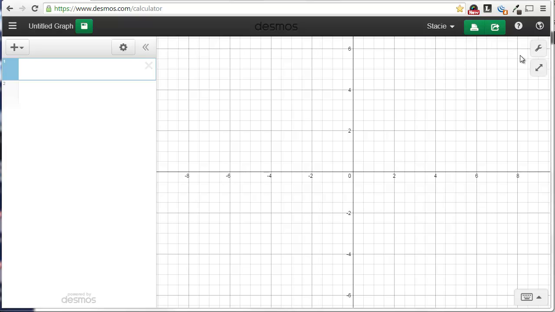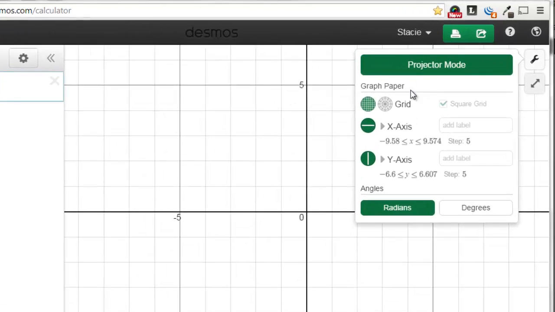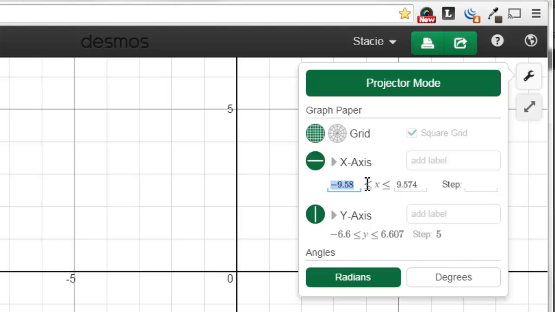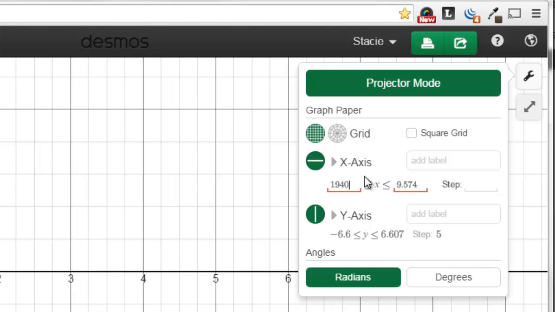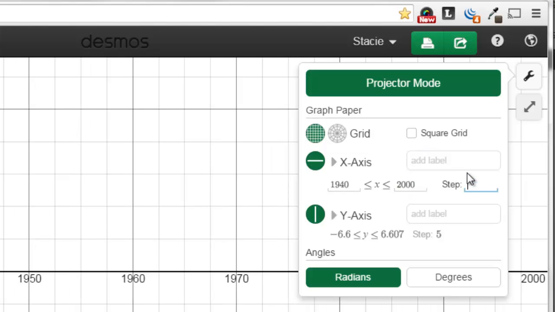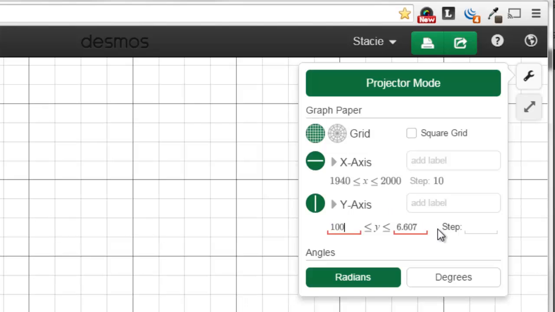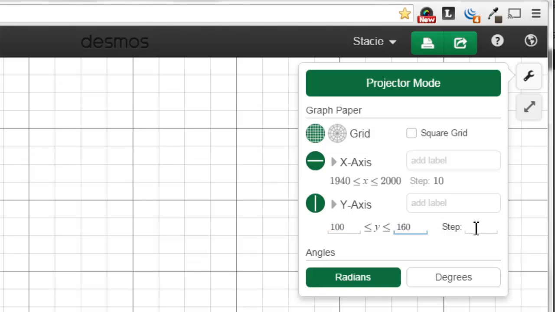So this online graphing calculator allows us to first of all change to projector mode so we can see our values, our x and y axis labels better. And then also we're going to change our x-axis to go from 1940 to 2000 with a step of 10. And our y-axis is going to go from our 100 pounds of sugar through 160 pounds of sugar, again with a step of 10. And again, these are sweeteners, not sugar.